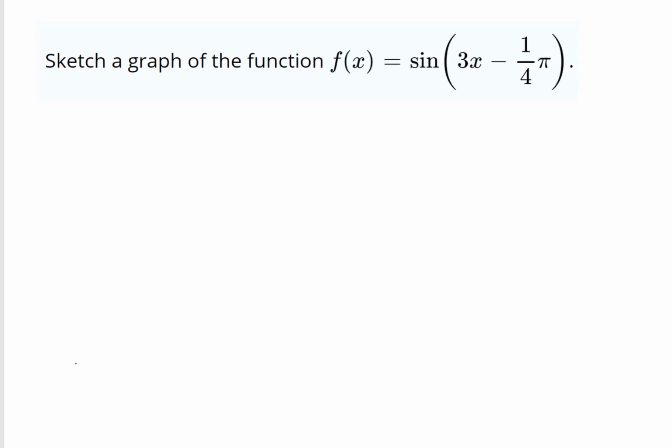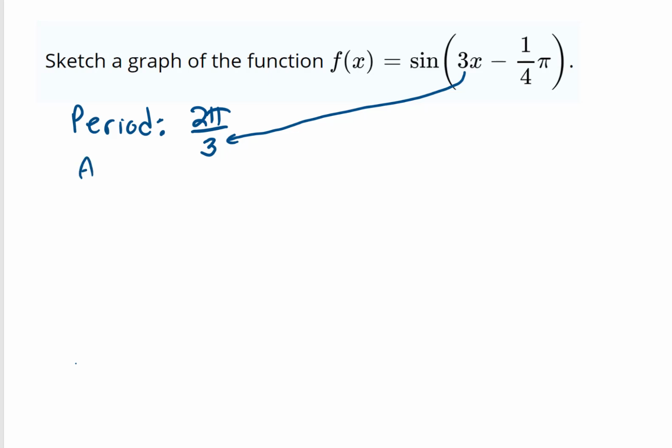We want to sketch the graph of the function sine of the quantity 3x minus 1/4 pi. The first thing I'm going to do is figure out what the period is. We know the period for a sine x graph is 2 pi, so the period of this one will be 2 pi over what's sitting out in front of the x, our omega, and that's 3. So the period is 2 pi thirds, and we normally determine the amplitude as well, and that's just 1.